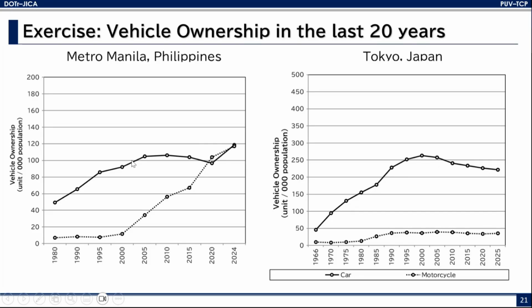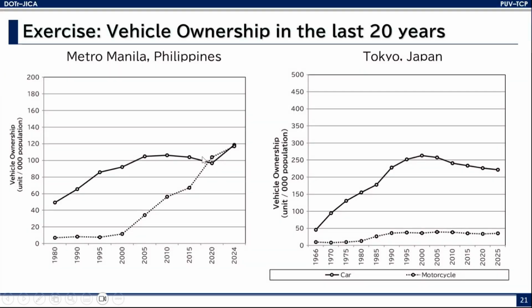And Metro Manila also, the vehicle ownership in terms of the car ownership was not so changed from 2005 to 2024. Recently decreased and increased rapidly. And on the other hand, motorcycle ownership was increased rapidly since 2000. And according to the data statistics in 2020, the number of registered motorcycles is more than registered cars.